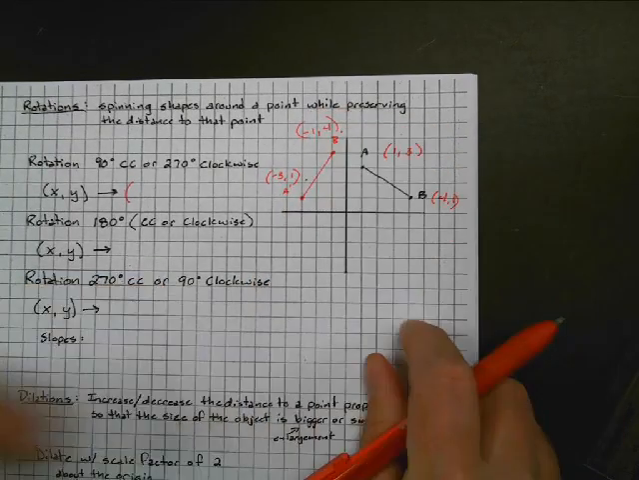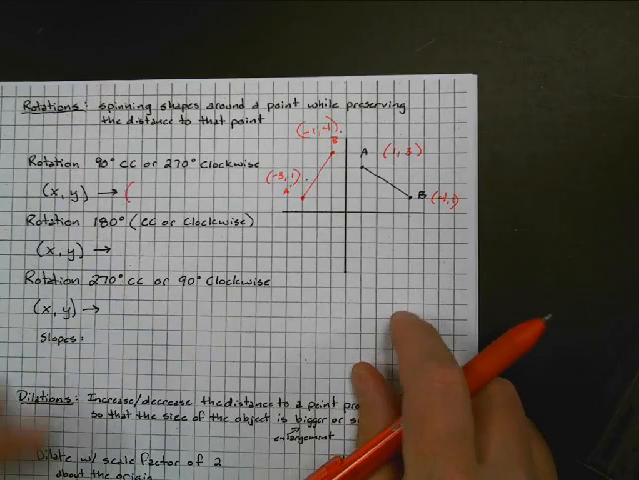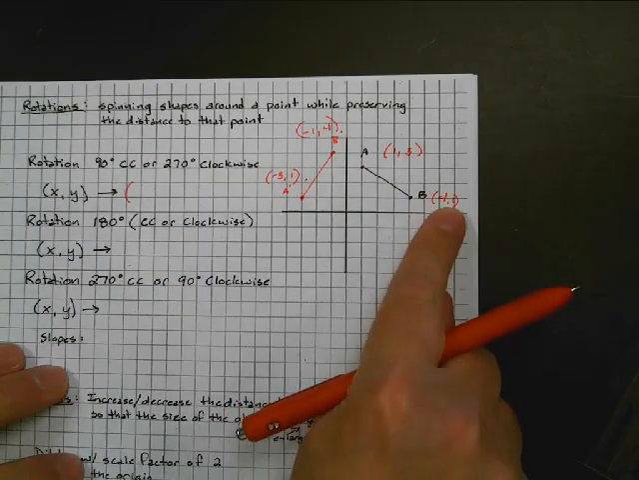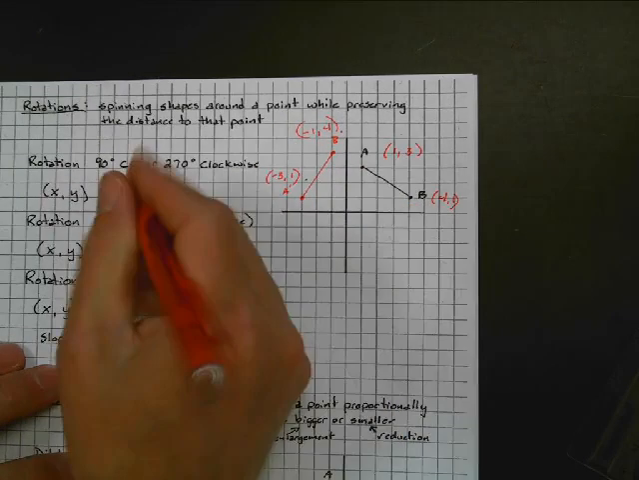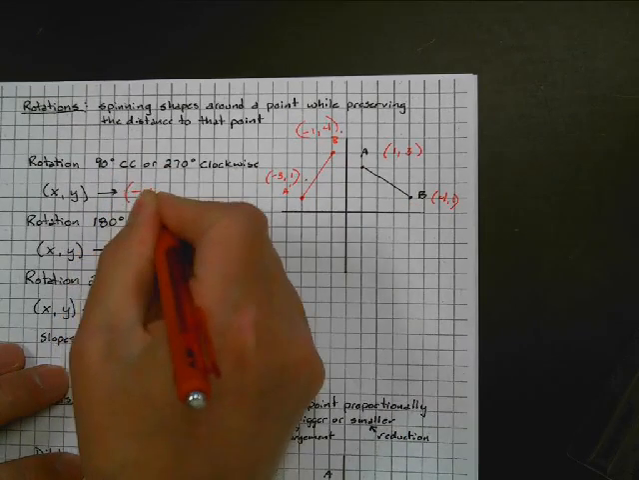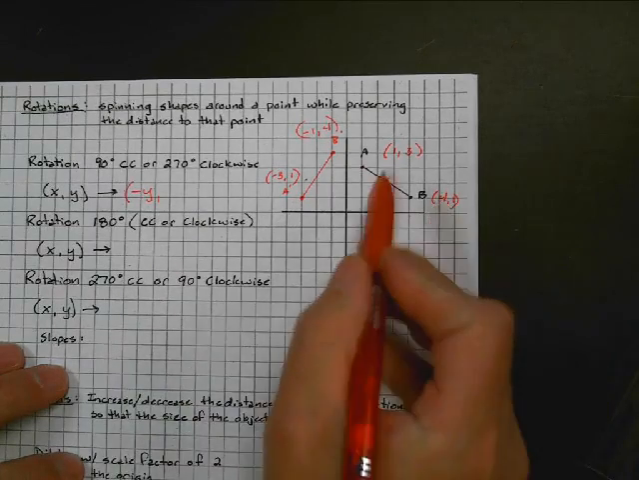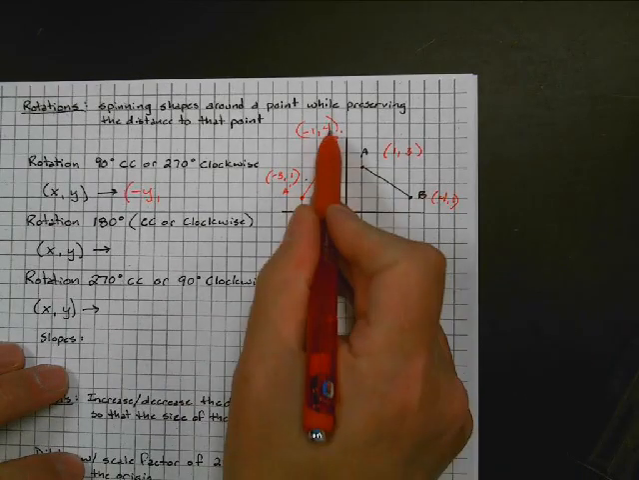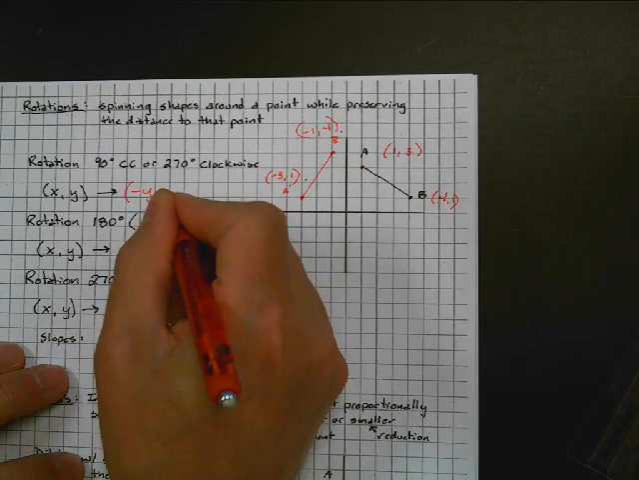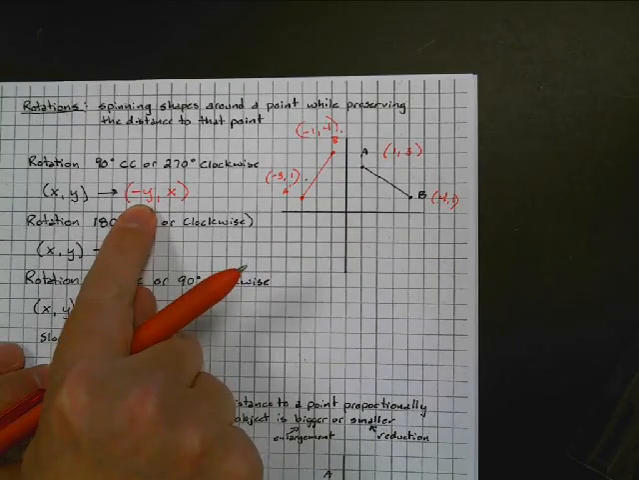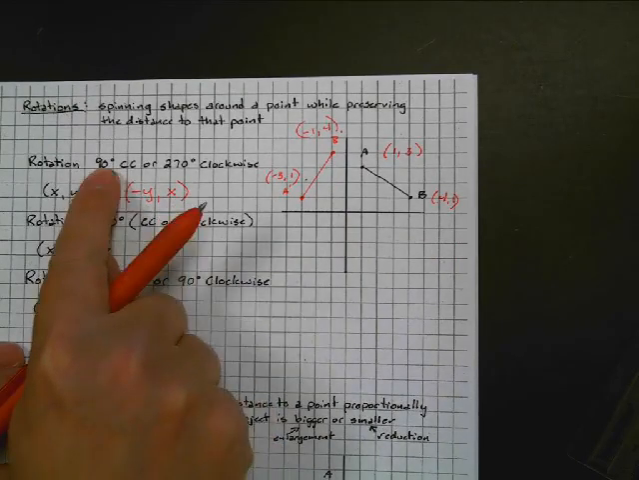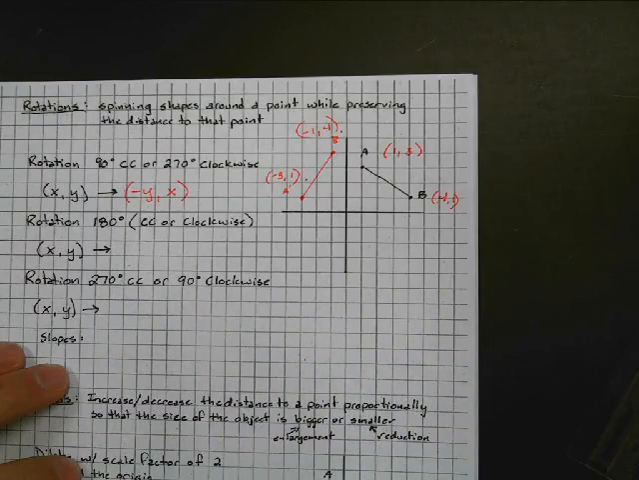So we see the pattern here that's occurring is the y value is moving to the x spot and changing its sign. So we would write negative y, comma, and then the x value is moving to the y value spot, but keeping its sign. So this would be negative y, comma, x. So we don't need to do it. We could do it here. This is the pattern for 90 degrees or 270 degrees.